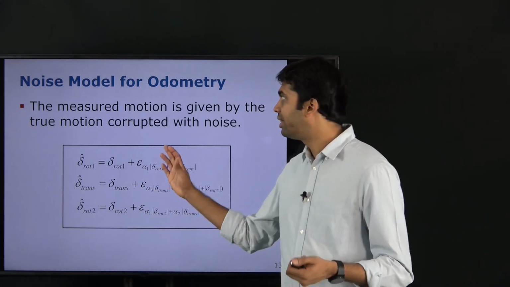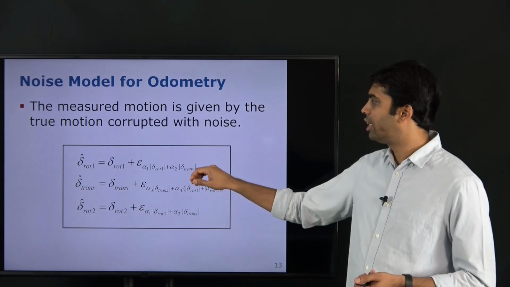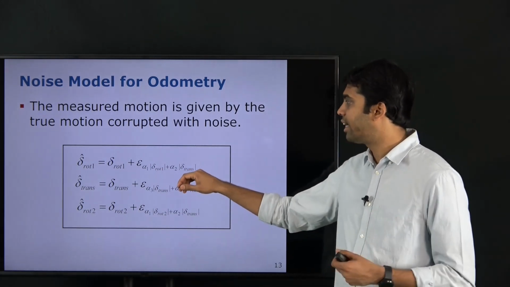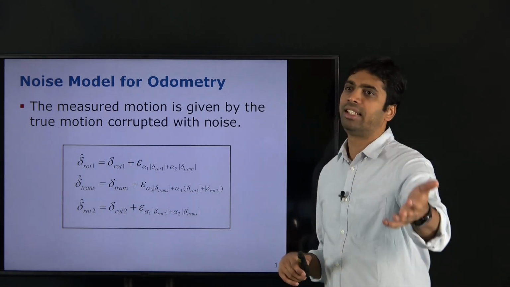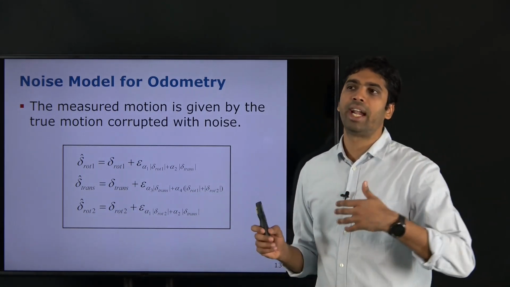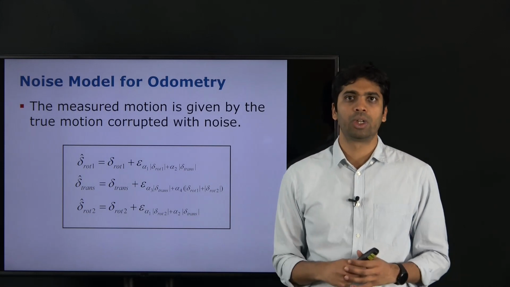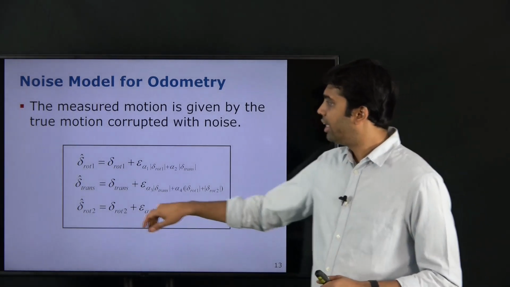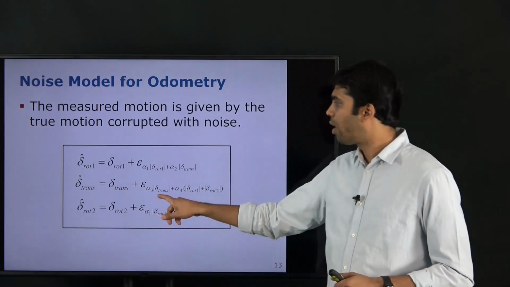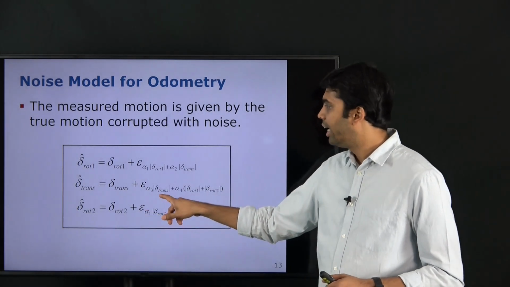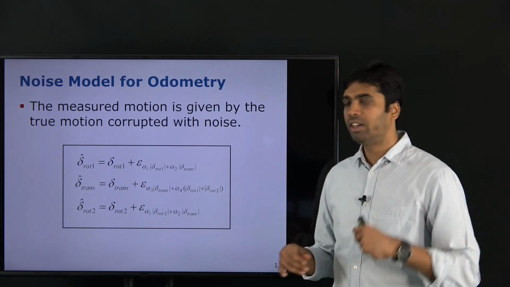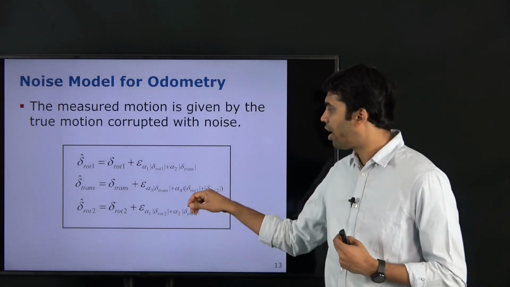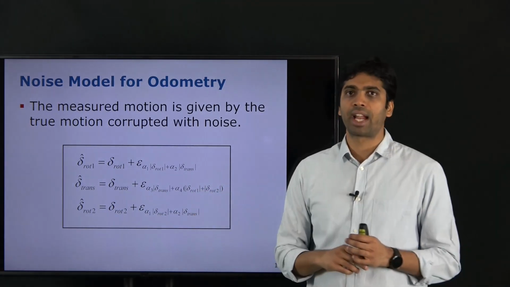And in the typical model, there's also a certain effect of the translation that you make. So if you make a larger translation, it's possible that you end up with a rotation error which is also larger. Similarly, in the delta translation, we model the noise in terms of the length that we cover, and it's also a function of the two rotations that we have.